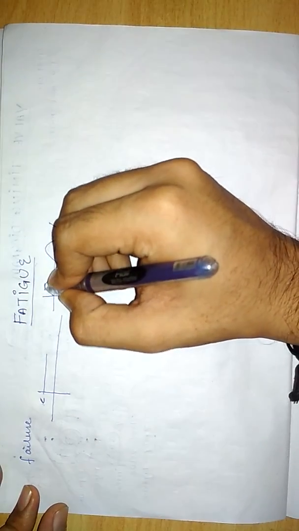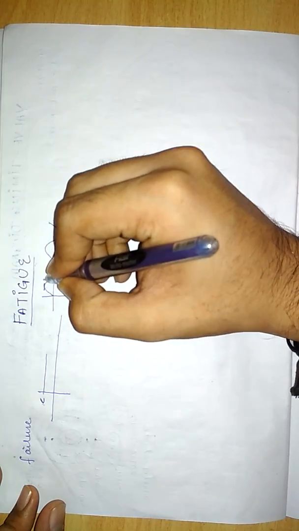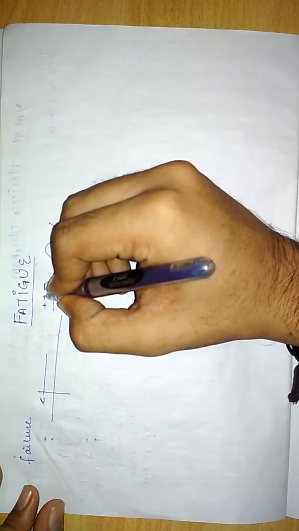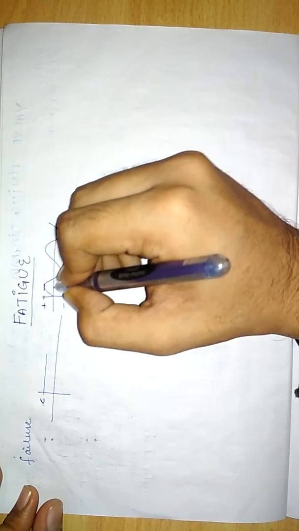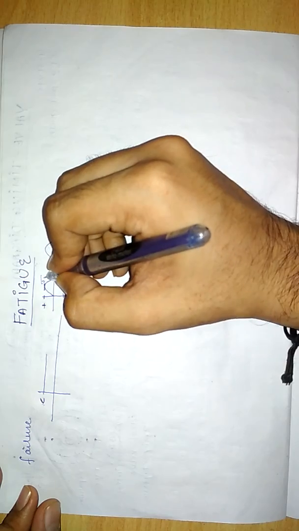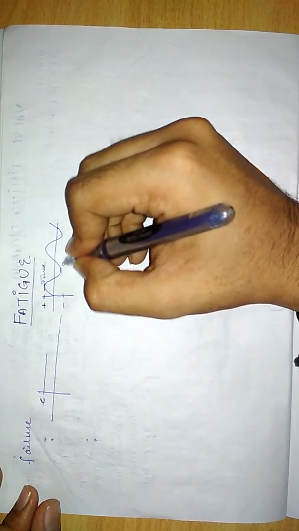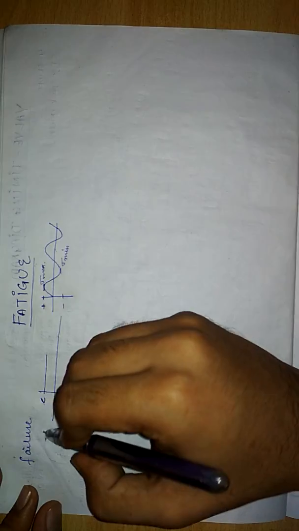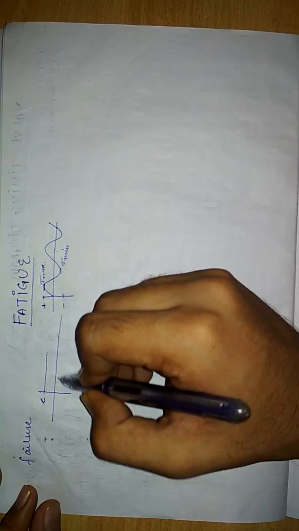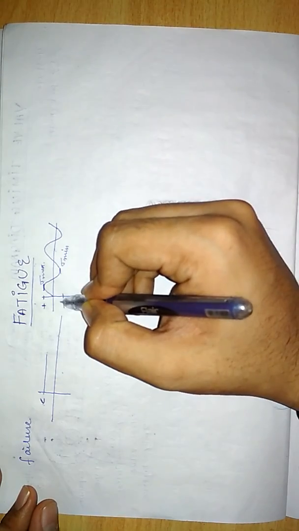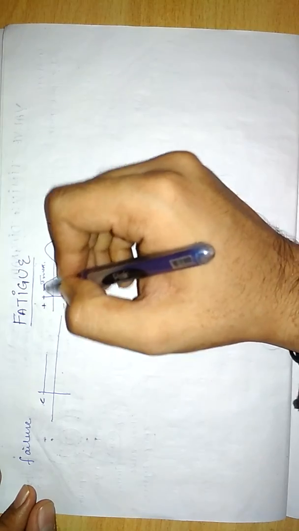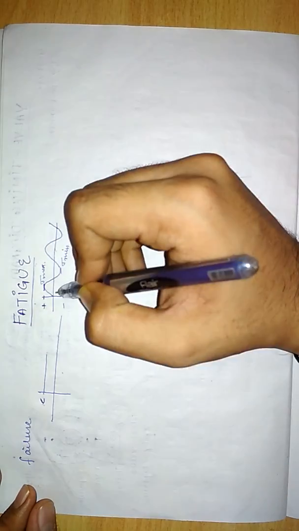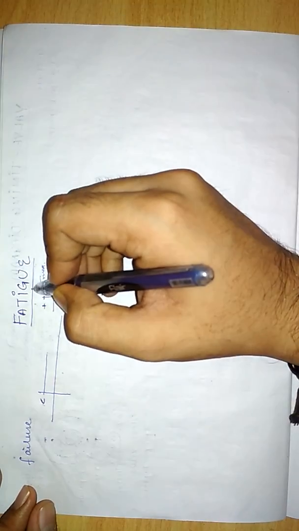Fluctuating loading has one maxima, this is positive, the highest value, and one minima, this is negative, the minimum value. Suppose this is sigma max and this is sigma min. A loading which is constant does not lead to fatigue, but loading which is cyclic in nature, or fluctuating and varying with time, causes fatigue failure.